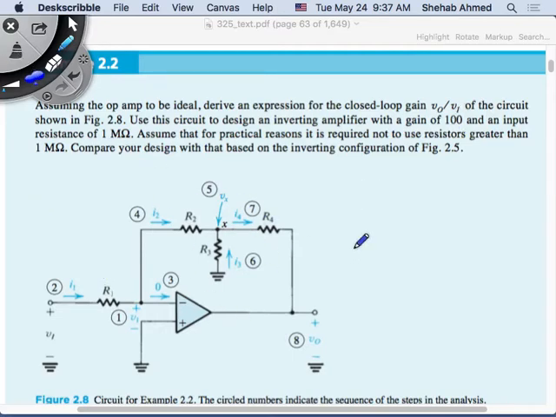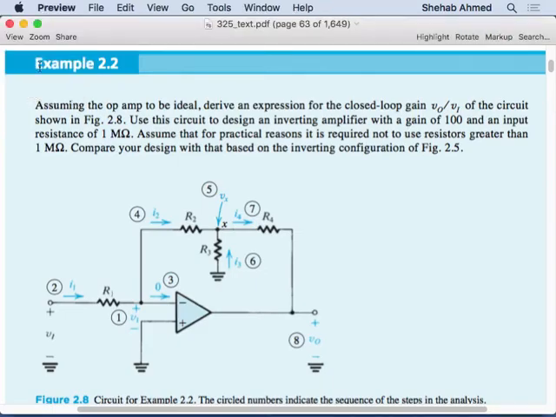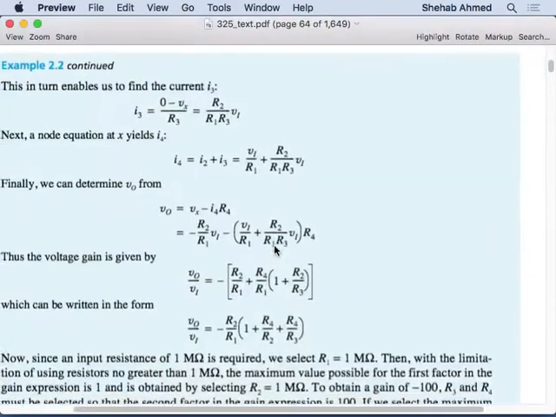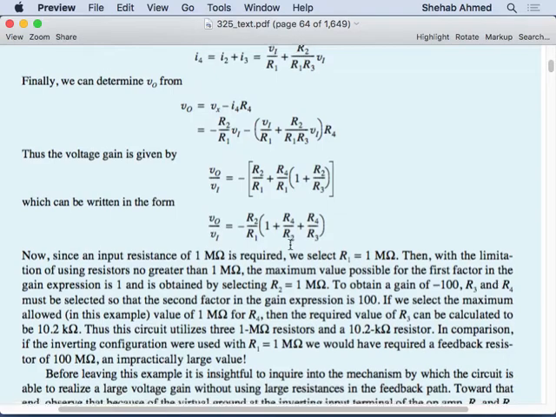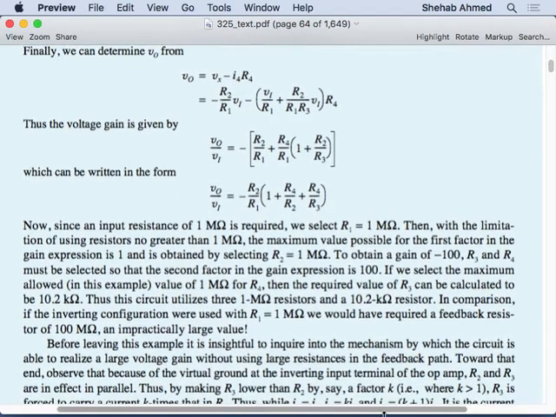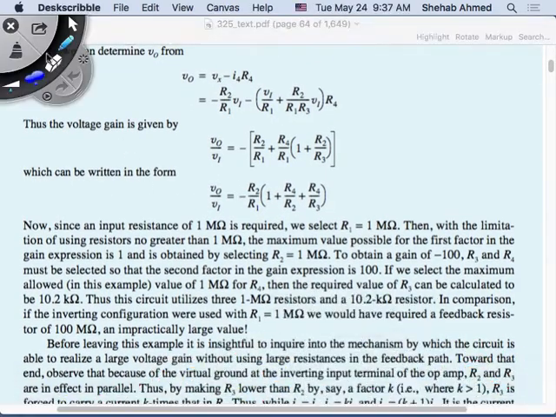Let's look at the gain equation that we derived for this circuit. The gain equation looks like this. This is V output over V input. And we already said that R1 is going to be equal to 1 mega ohm. Right? So R1 is 1 mega ohm, and I want this to equal 100 volts per volt. So, how do I go about this?